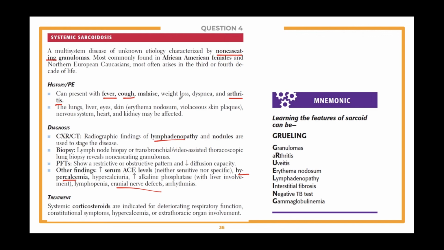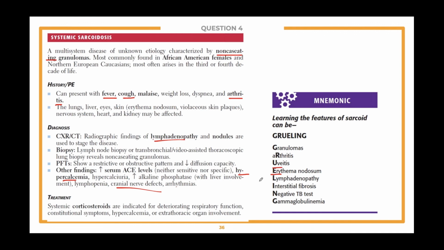Now, if you take a look on the right side, other features of sarcoid: granulomas, arthritis, uveitis. Patients with sarcoidosis can get anterior uveitis, erythema nodosum, okay? All things that our patient had, which is why answer choice A was the correct answer. This patient is at risk for anterior uveitis.